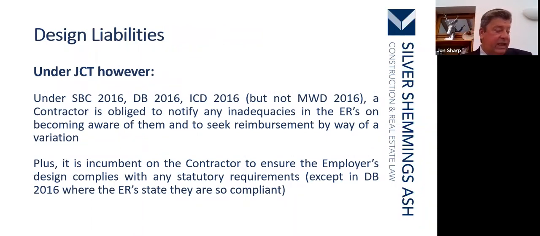However, under the JCT, under SBC 2016, DB 2016 and ICD 2016, but not MWD 2016, the contractor is obliged to notify any inadequacies in the employer's requirements on becoming aware of them and to seek reimbursement by way of a variation to the contract. So you realise that something's not right, he's got to put it right, but he says to the employer, look, I'm going to put this right, but we're going to have to vary the contract because for me to put it right, it's going to cost X amount of money.